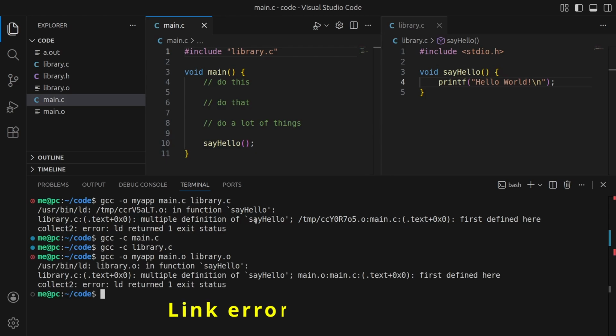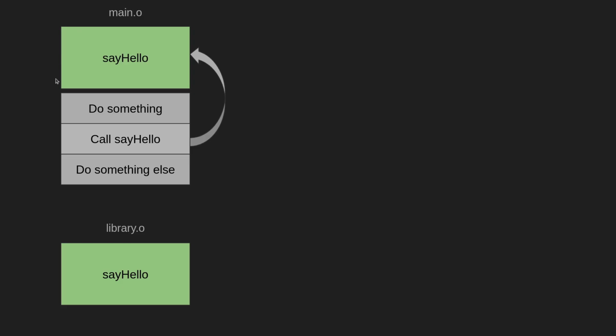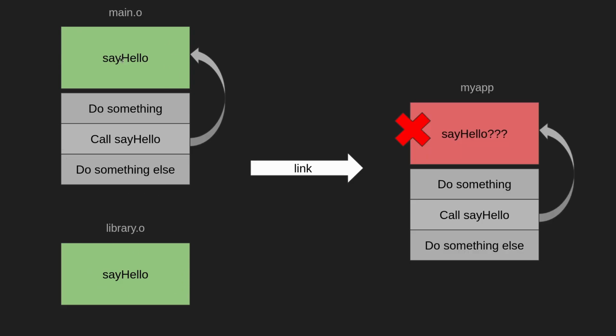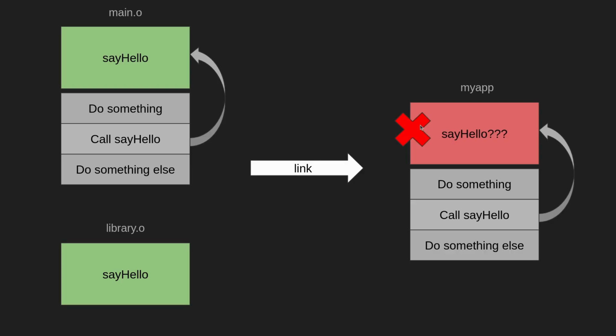So clearly it's a linking error, and the error is multiple definition of say hello. That's because in main.c you include a C file, so the compiler will simply copy that whole C file into the main.c, and that creates two say hello definitions, one in the main.o and one in the library.o. So when we try to link those two object files, there is a conflict and the error is shown. Let's fix it. We can see the main.o already has the say hello implementation, so we don't need library.o anymore. We can just link only the main.o.